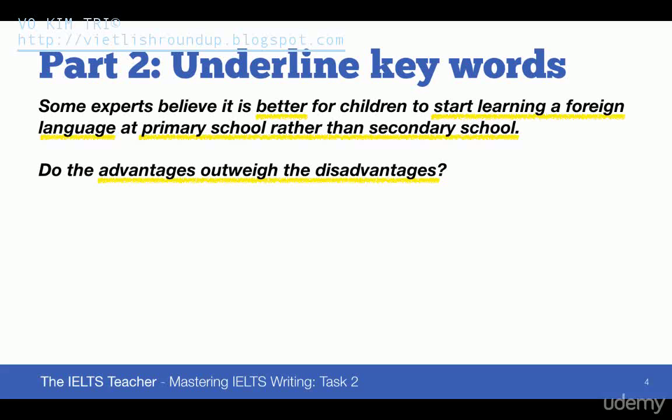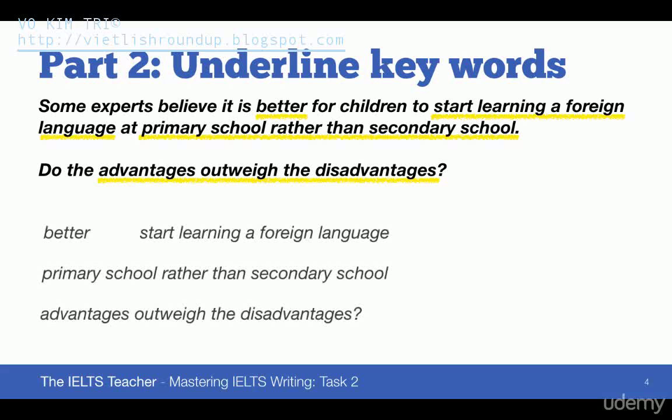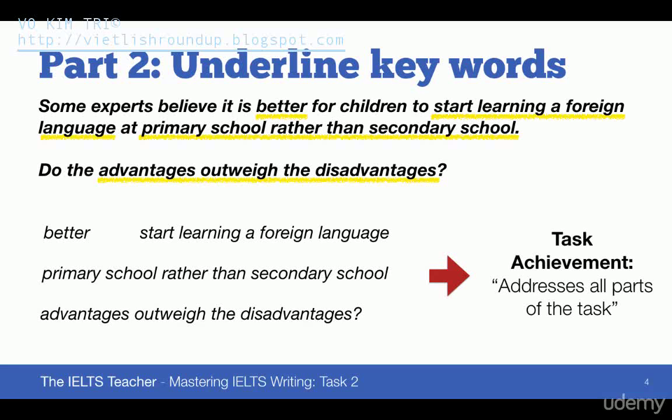Of course, our advantages outweigh the disadvantages. Very key part. I trust that you'll be able to work out that that is important without underlining it, but we're underlining it here just to emphasize the point. And you can see all of these keywords here. So, this will help us to address all parts of the task, which is an absolutely essential criteria point for achieving Band 7 in task achievement.